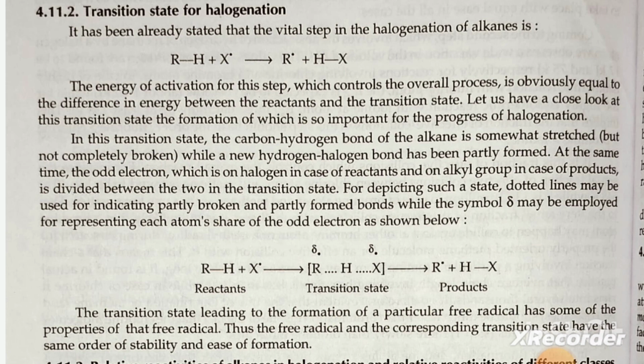At the same time, the odd electron, which is on halogen in case of reactant and on alkyl group in case of product, is divided between the two in the transition state. For depicting such a state, dotted lines may be used for indicating partially broken and partially formed bond, while the symbol delta may be employed for representing each atom's share of odd electron as shown below. RH plus X radical reactant give rise to R dotted line H dotted line X transition state give rise to R radical plus HX product.